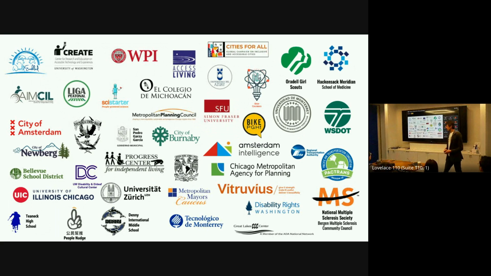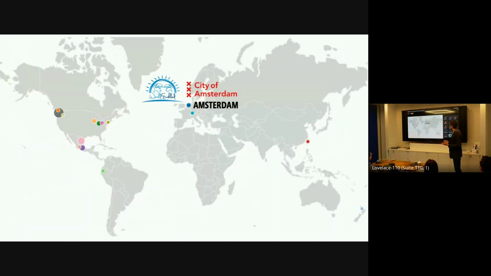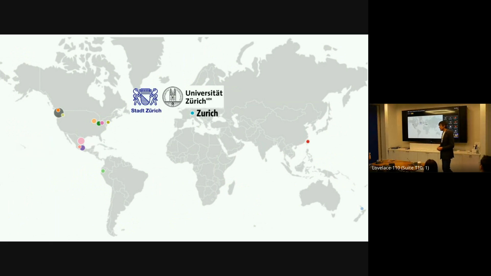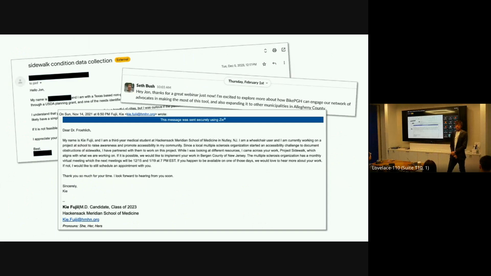And I'll talk about a few of those case studies, but one was with worldenable.org, which is an international disability advocacy, and the city of Amsterdam. Another was with Liga Peatonal, which is pedestrian advocacy within Mexico, along with their local university. Another one was in Zurich with the city of Zurich, as well as their local university. And generally we grow like this.